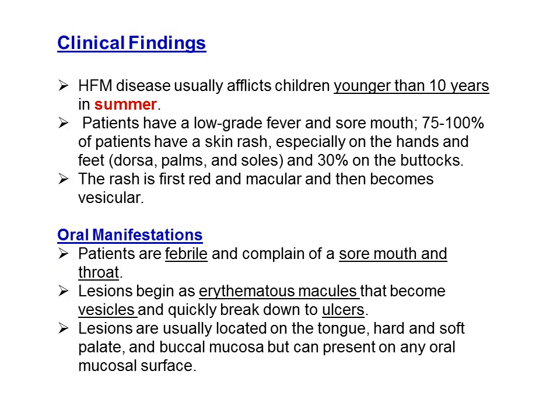Oral finding is usually seen in children younger than 10 years of age in summer. Patient seen with low-grade fever, sore mouth. Patient develop skin rash, especially in the hand and feet, dorsal, palm, and sole. And 30% of patients seen with apthous skin rash. The rash is first red, then macular, and then become vesicular.